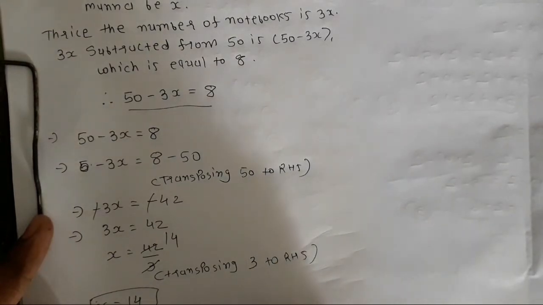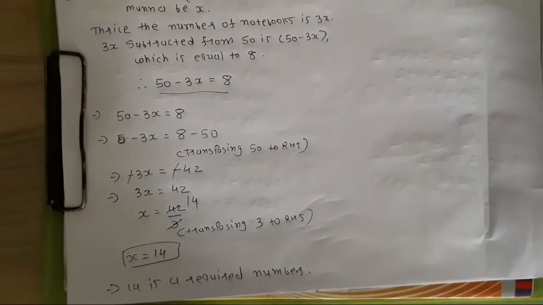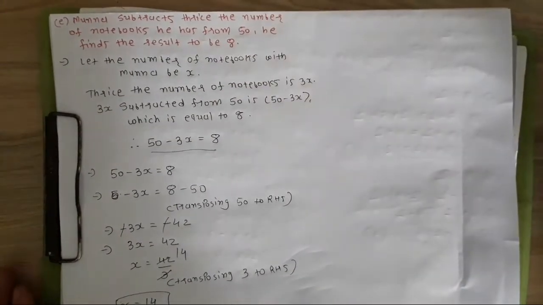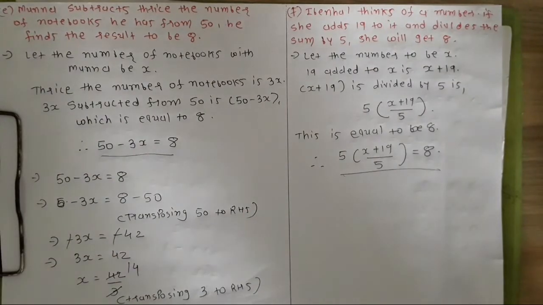14 is the required number. Now the question is completed. So this is how we have to solve this type of equation. Now moving to the next question. Next one: Ibn Hal thinks of a number. If she adds 19 to it and divides the sum by 5, she will get 8.